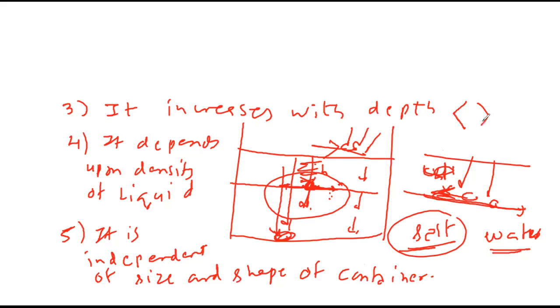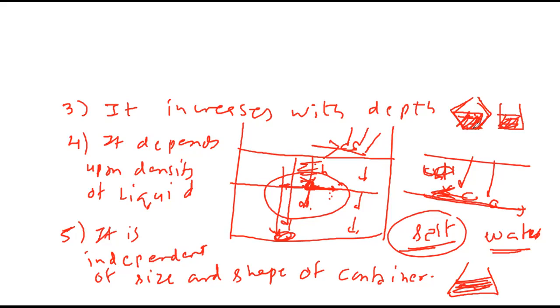This is one container, this is one container, and this is suppose another container. I fill the liquid in all the three. Whatever may be the shape, this is any shape I have drawn, the pressure will remain same if height is same and liquid is same, irrespective of the shape of container. This is the meaning.